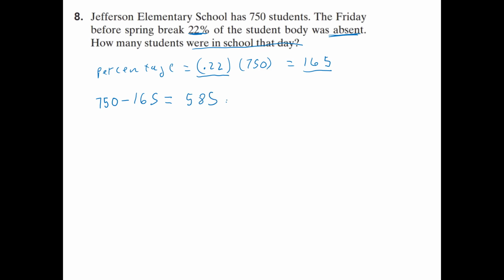Here is another approach. The problem tells us that 22% of the students were absent, right? And so then, since a student is either absent or present, if 22% were absent, what percent were present? Right? And so then, since everybody would be 100%, 100 minus the 22 is 78%. 22% absent implies 78% were present.